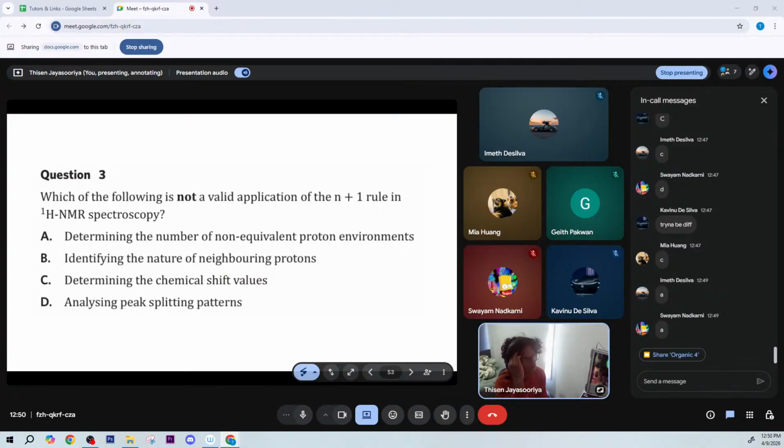Yeah. Which one of the following is not a valid application of the N+1 rule? So what do you guys think? Is it A, B, C, or D? So C. C. Mia, Blessing, what do you guys think?